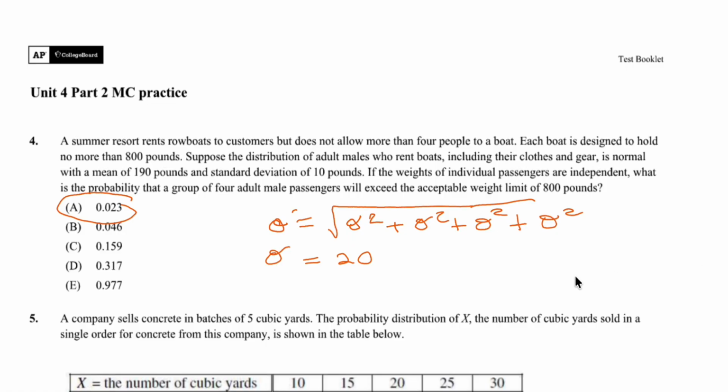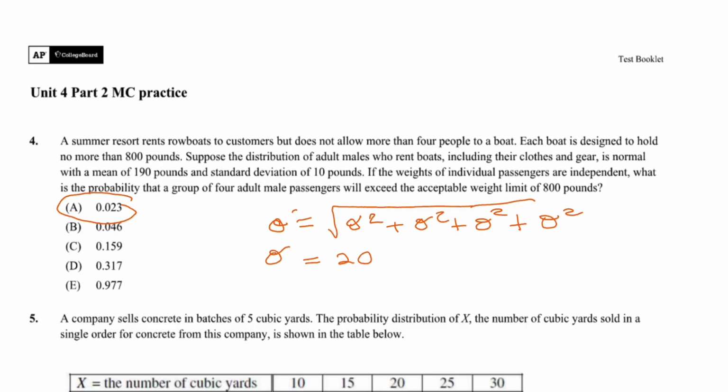A summer resort rents boats to customers but does not allow more than 4 people to a boat. Each boat is designed to hold no more than 800 pounds. Suppose the distribution of adult males who rent boats, including their clothes and gear, is normal with a mean of 190 pounds and standard deviation of 10 pounds. If the weights of individual passengers are independent, what is the probability that a group of 4 adult male passengers will exceed the acceptable weight limit of 800 pounds?